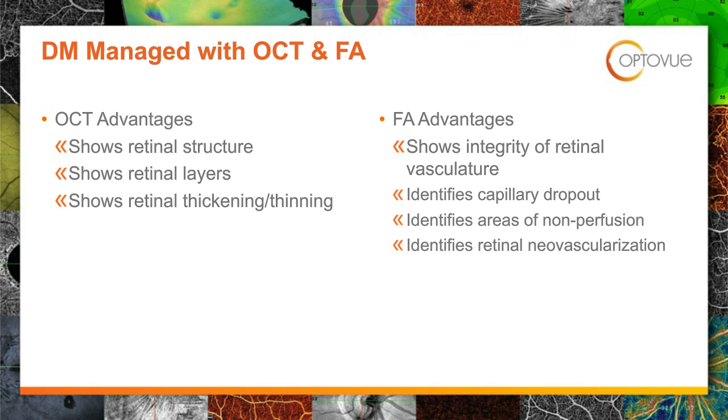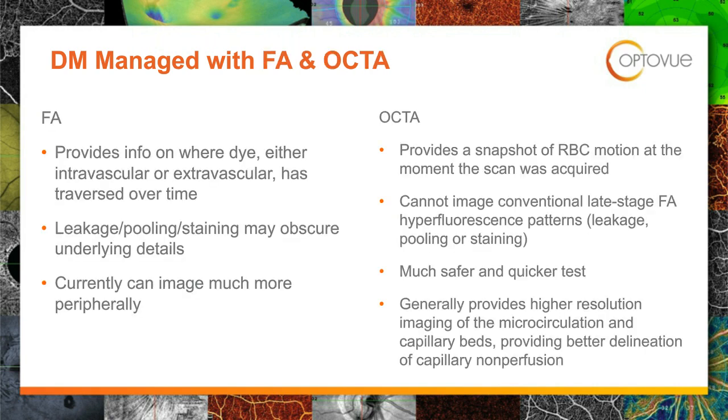Certainly OCT does a fabulous job with structure, retinal layers, retinal thickening or thinning, and the fluorescein does a fabulous job of imaging the retinal vasculature: capillary dropout, capillary ischemia, retinal ischemia, non-perfusion, and identifying leakage, pooling, etc. But that's also one of the downsides of the fluorescein angiogram: that leakage, that pooling, that staining may obscure underlying details. So there certainly is a place for a fluorescein, and it can image much more peripherally, which is nice. It requires less fixation, which we'll talk about in just a second.